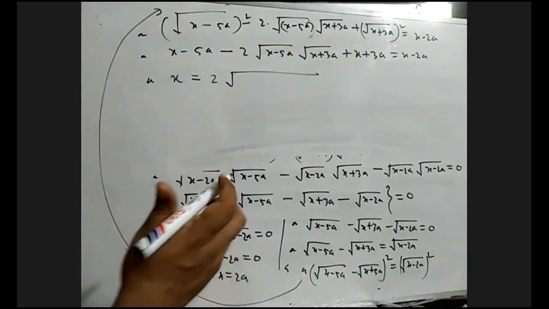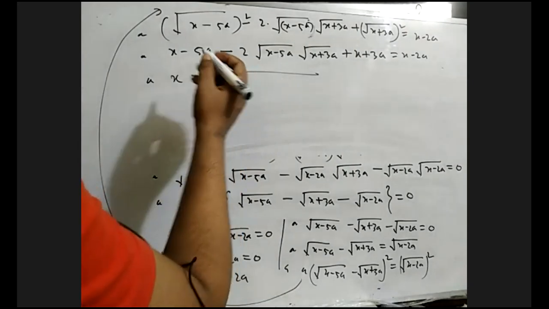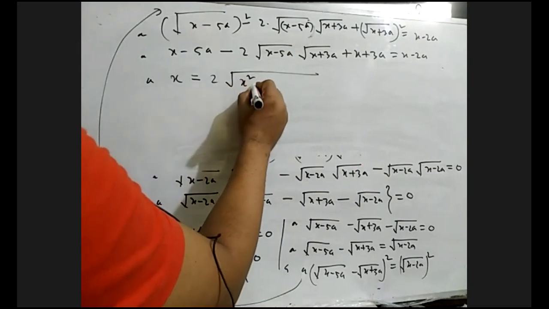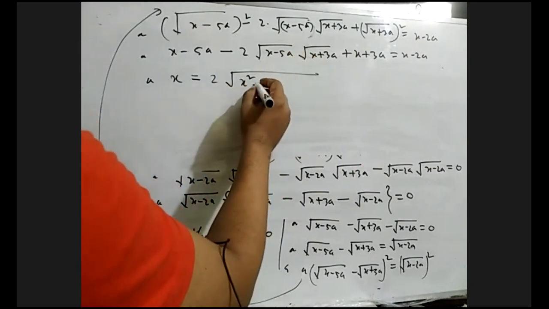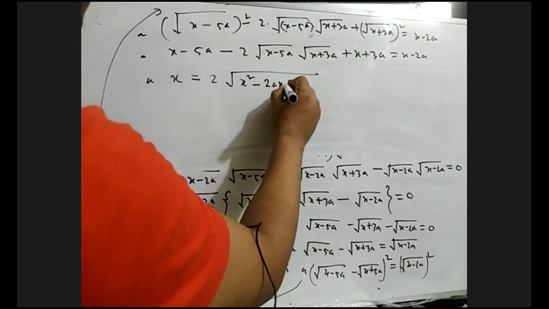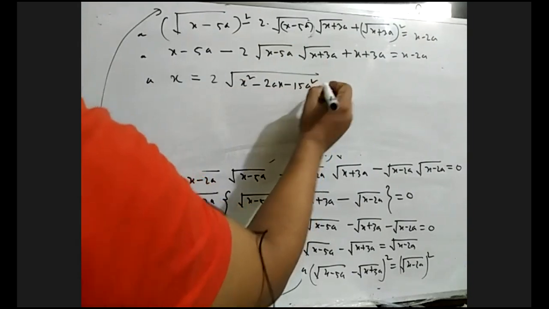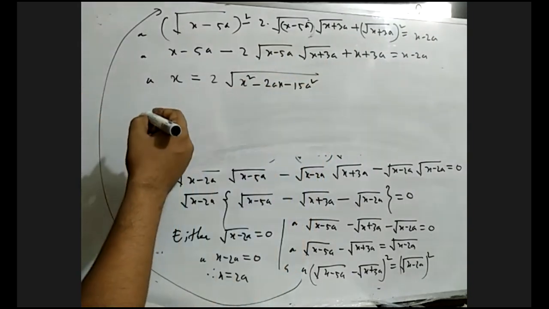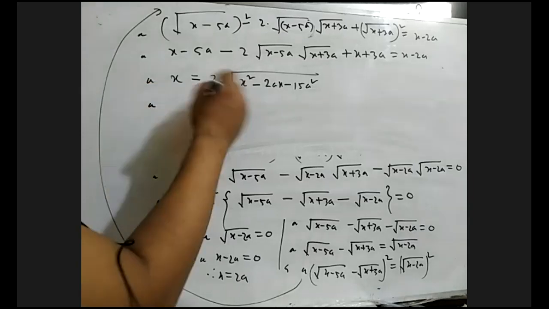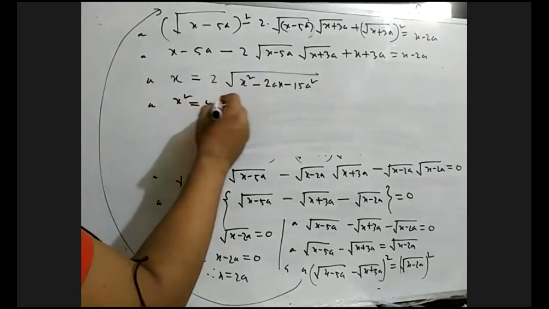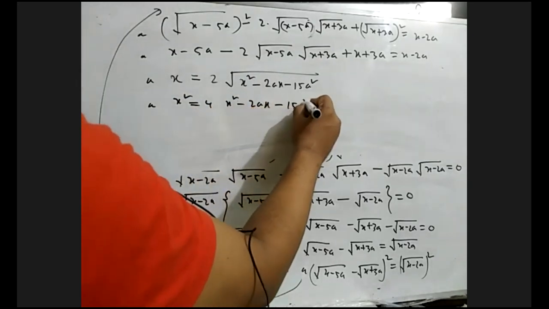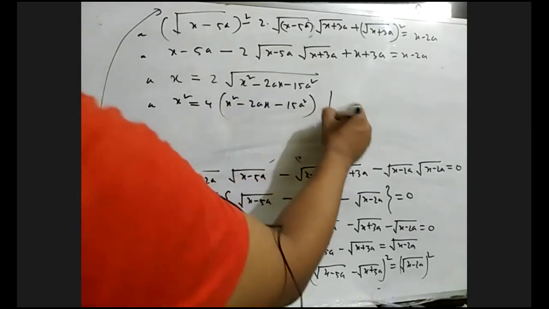Okay, so after multiplying we can write x square minus twice x minus 15a square from this line. Now squaring on both sides, x square equals to 4 into (minus twice x minus 15a square). Squaring on both sides, remember it.